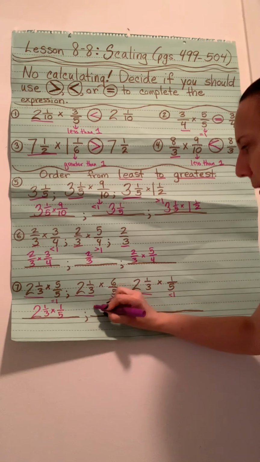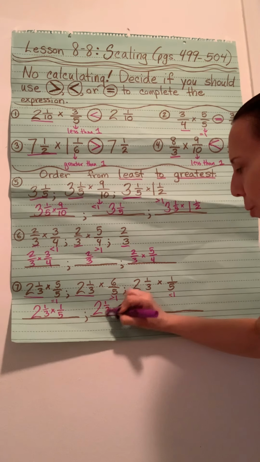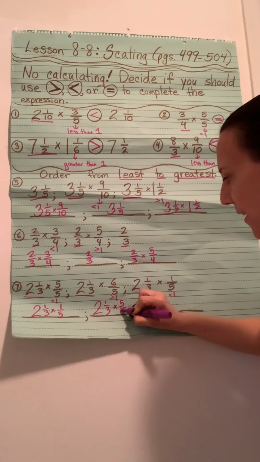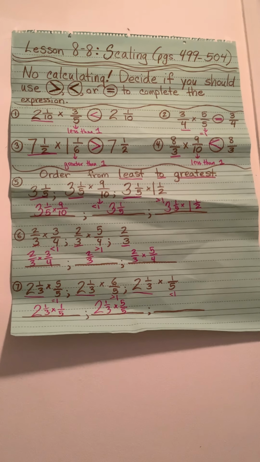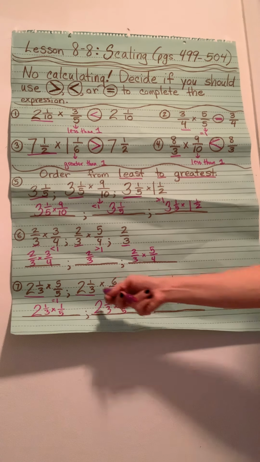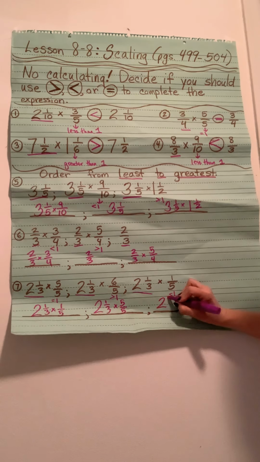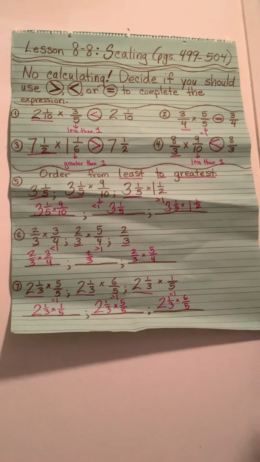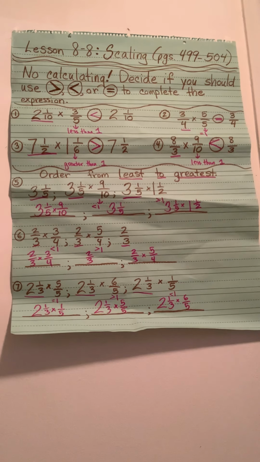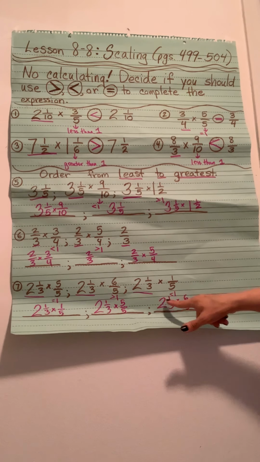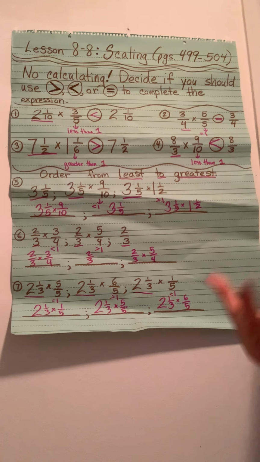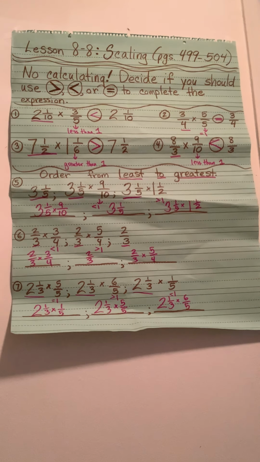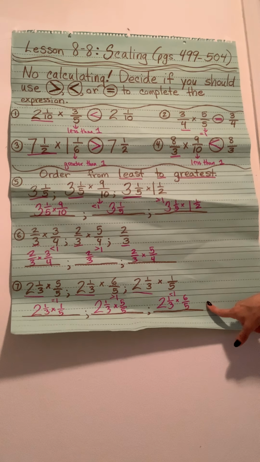This one is going to be in the middle. 2 and 1/3 times 5 over 5 is the same as saying 2 and 1/3 times 1, or just 2 and 1/3 by itself. And then my largest product is going to be 2 and 1/3 times 6/5, because that's like 1 and 1/5. It's greater than 1. So I'm not only taking the whole 2 and 1/3, but then an extra 1/5 of it on top of that. So that's going to be my largest product.